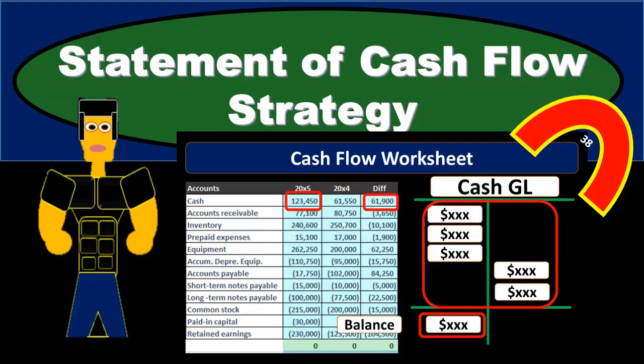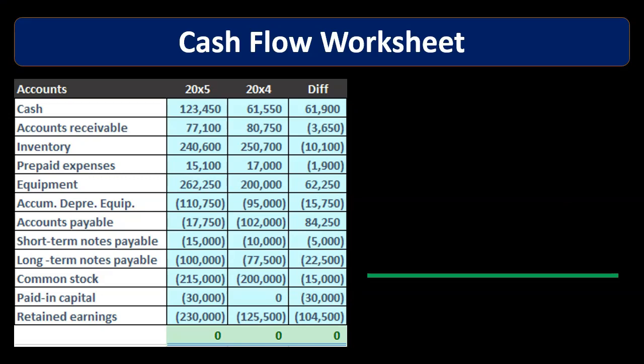In this presentation, we will take a look at strategies for thinking about the statement of cash flows and how we will approach the statement of cash flows. When considering the statement of cash flows, we typically look at a worksheet or put together a worksheet such as this from a comparative balance sheet, giving the balance sheet accounts for the current year and the prior year, or the current period and the prior period, and then giving us the difference between those accounts.